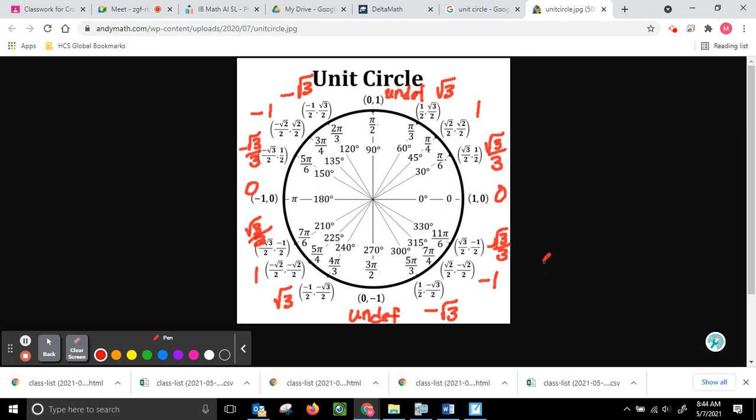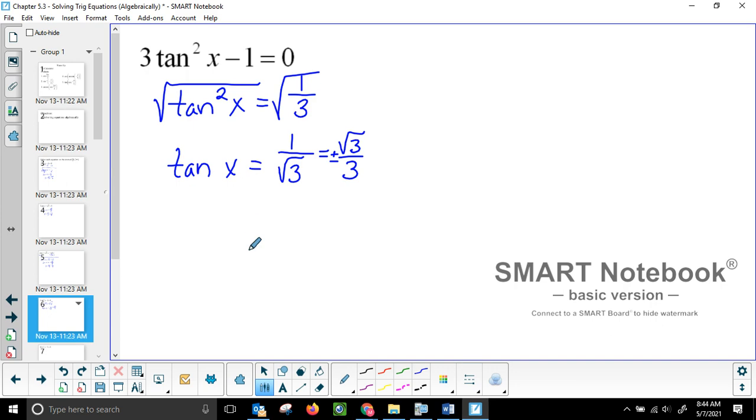All right, so we were looking for plus or minus square root of 3 over 3. So that occurs, we have a positive 1 here at pi over 6. We have a negative 1 here at 5 pi over 6. We have a positive 1 here at 7 pi over 6. And a negative 1 here at 11 pi over 6. All right, so here x is going to equal pi over 6, 5 pi over 6, 7 pi over 6, and 11 pi over 6.